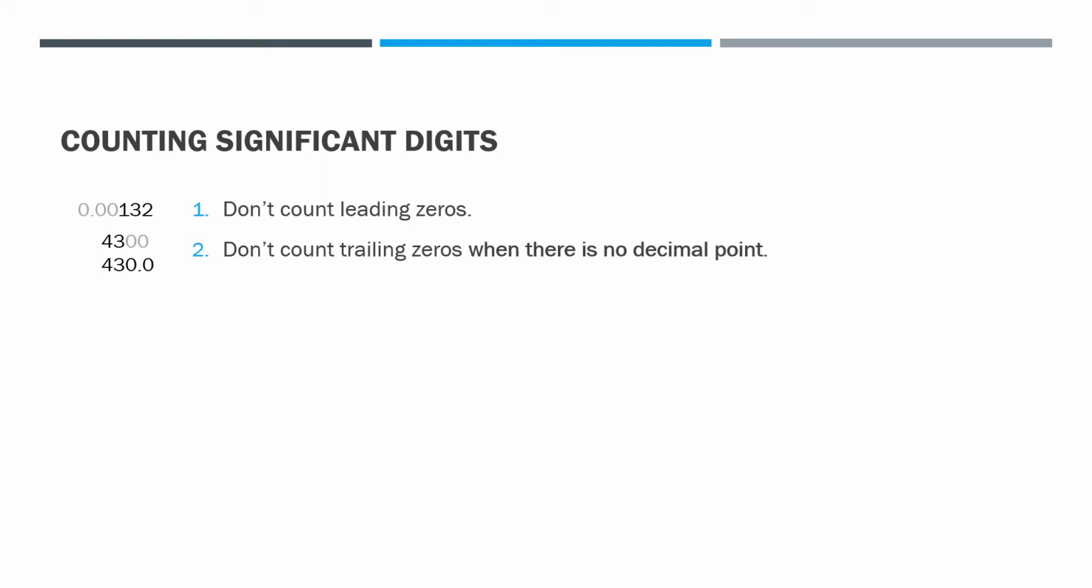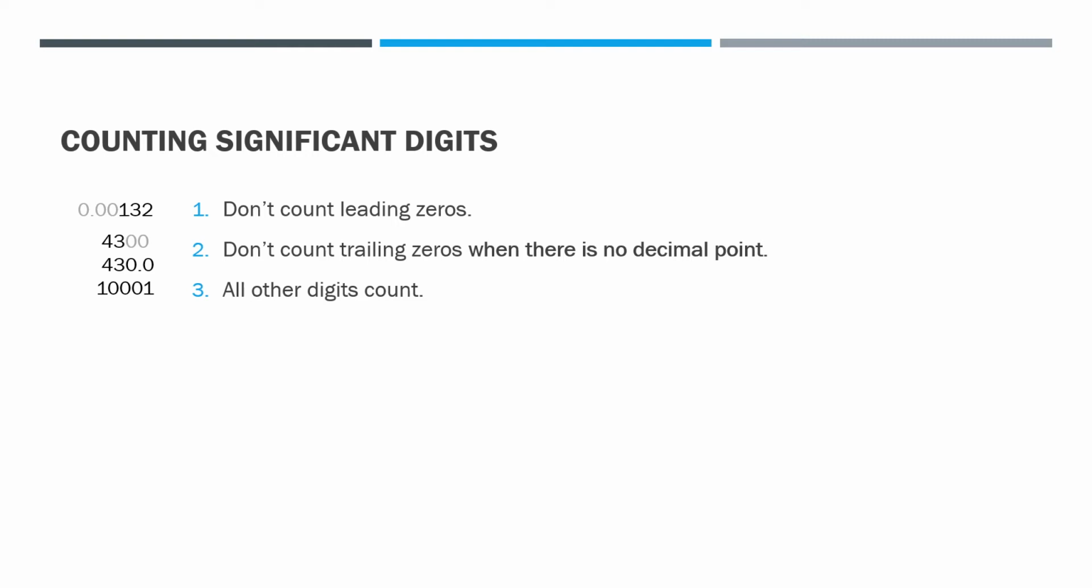Rule 2. Don't count any zeros on the end of the number. Trailing zeros, we'll call those, when there's no decimal point. So you have to look for a decimal point. If there's a decimal point there, zeros on the right-hand side of the number, trailing zeros, are significant. But if you don't see a decimal point, they're not. So this one has got two significant figures, and this one has got four significant figures. The big difference being that this one has a decimal point and this one doesn't.